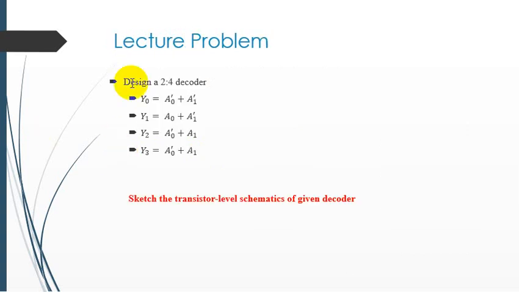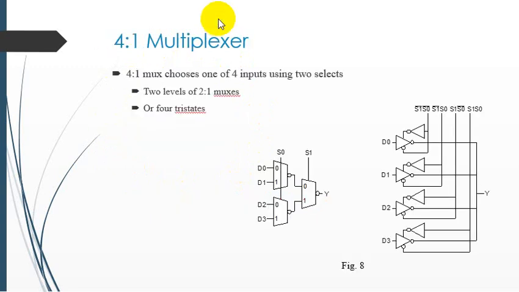Now here is a lecture problem for you. After completing your 4x1 multiplexer, first you need to develop an equation of the 4x1 multiplexer, and then you are supposed to convert this or draw the circuit diagram with the help of the compound logic, or secondly with the help of the transmission gate.